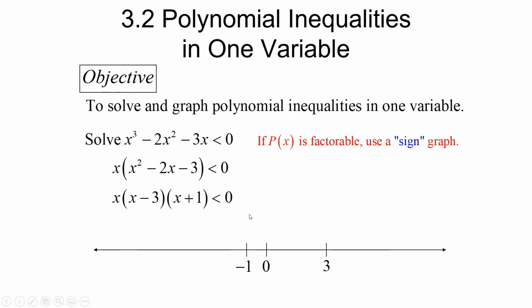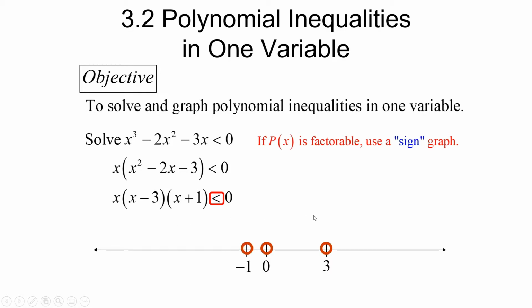Now, this is going to be a graph on a number line, and I look at my inequality, less than 0. That means the dots on the number line will be open dots, because this cubic cannot equal 0. So I'm going to have a dot at my first factor, 0, at my second factor, 3, and at my third factor, negative 1.